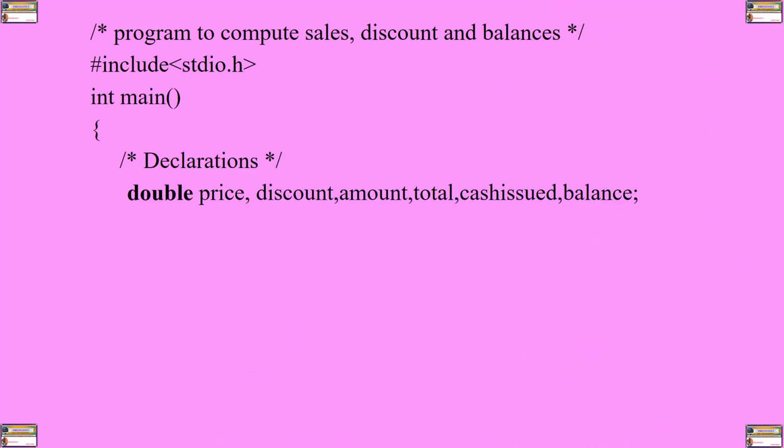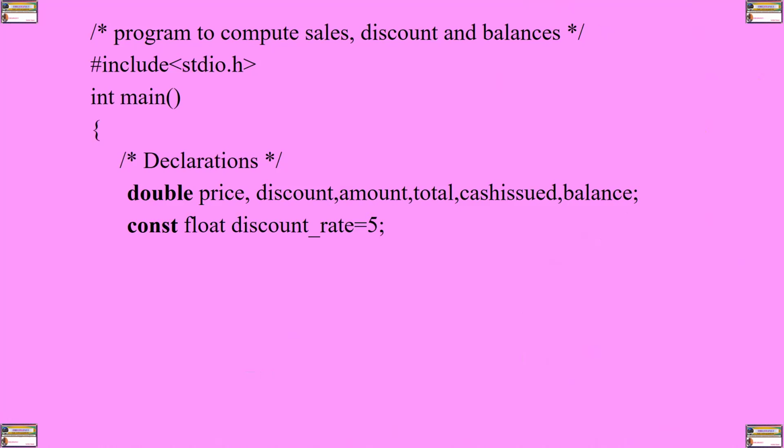These memory locations we are setting are supposed to hold data with decimal points. So this statement is setting the following memory locations. The names of those memory locations are price, discount, amount, total, cash issued, balance. So these are 6 variables which are supposed to hold data of type double.